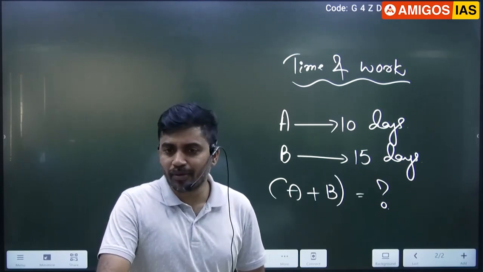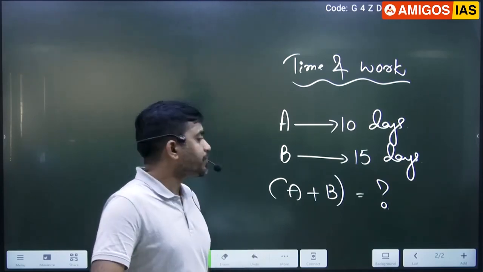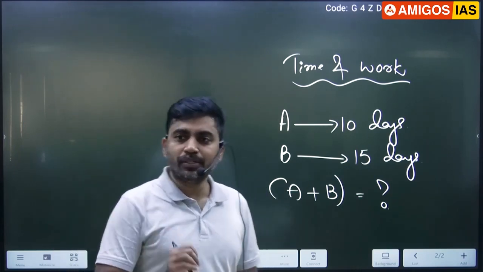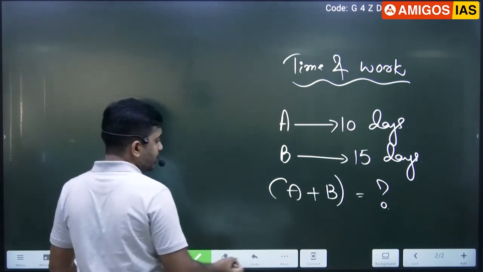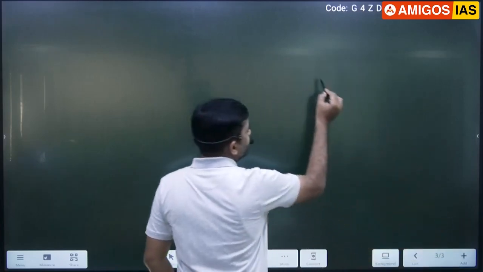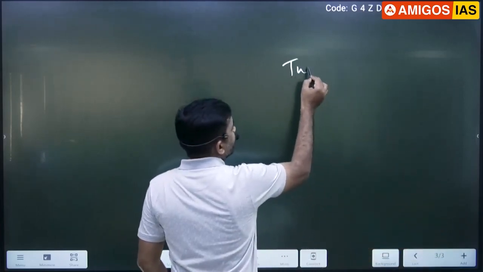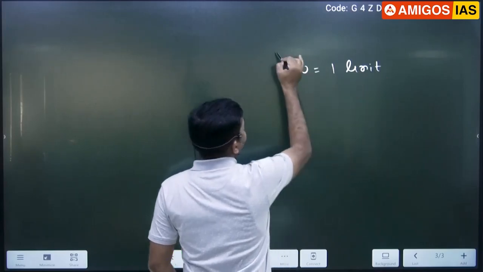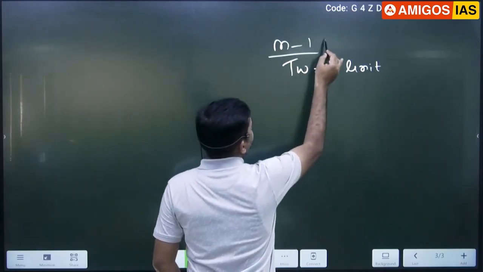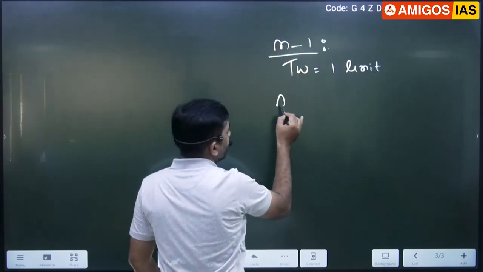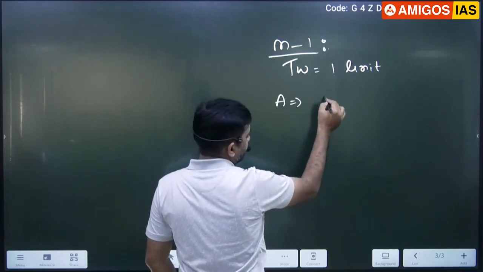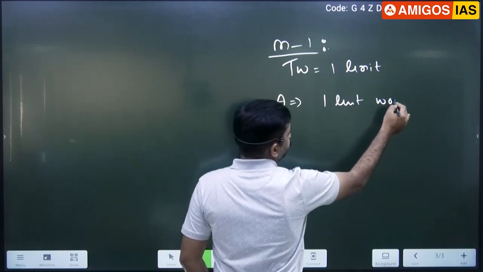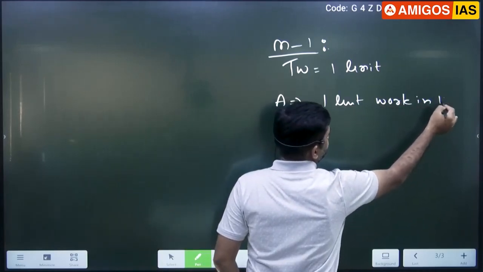See, we don't have any formulas here. What is total work here? There are two methods. First method, we assume total work equal to 1 unit. A is doing 1 unit of work in 10 days.